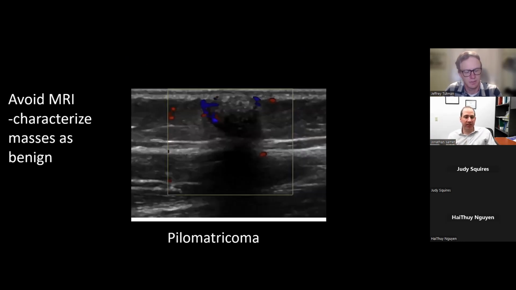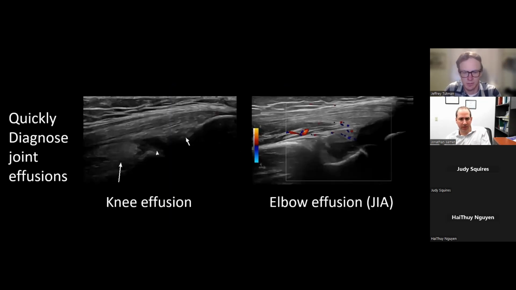Another one here is a lump and bump in the musculoskeletal area. You're seeing this subcutaneous mass, with some little punctate calcifications and shadowing. And this was a pilomatricoma, which is a benign tumor of hair follicle or appendages. You see it in the extremities and head and neck area, chest. So it's a good one to know about.